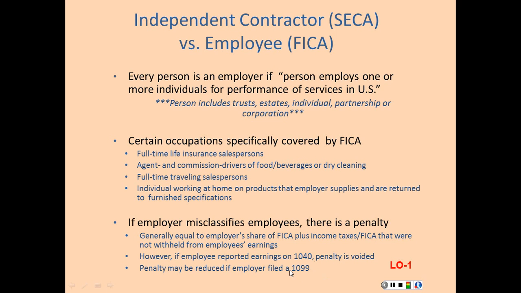It can be reduced if the employer files a 1099, which is an indication that we made a payment to this independent contractor. We're notifying the IRS that it went to a Social Security number or an employer ID number, so the IRS is aware of it. It helps it to not become part of the underground economy. You may get a reduction in your penalty there. But we don't need to worry too much about how to reduce penalties.